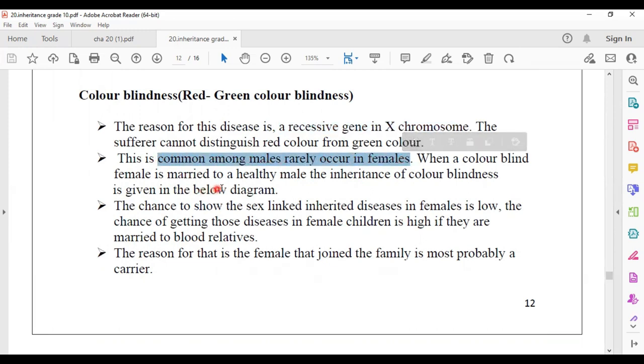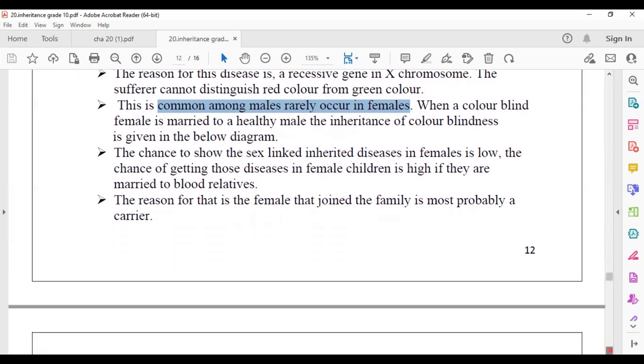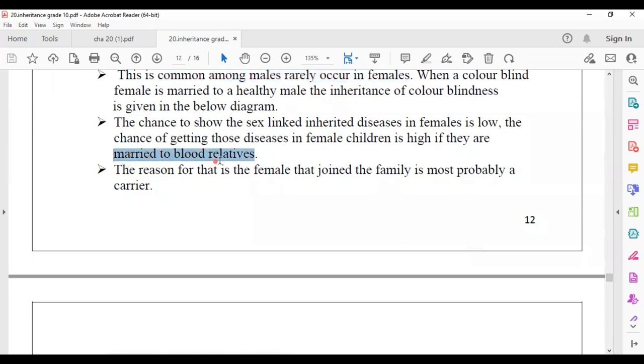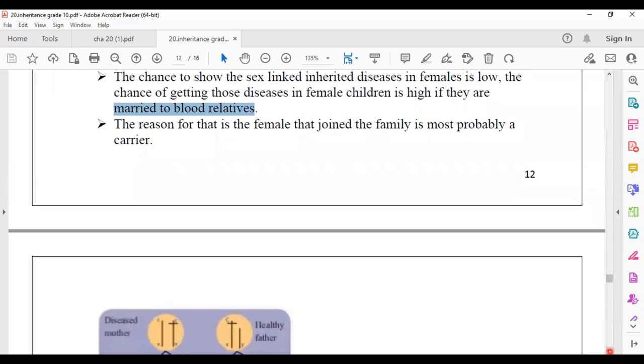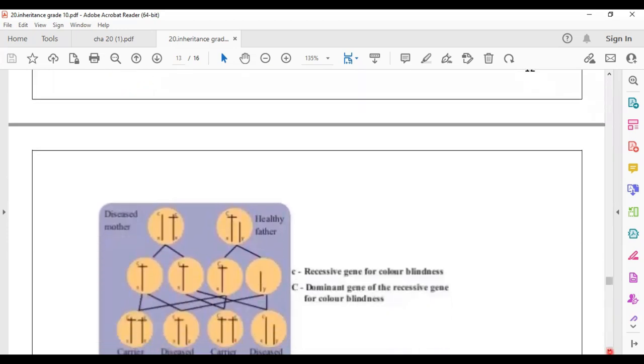When a colorblind female is married to a healthy male, the inheritance of colorblindness is given here, I'll show you. The chance to show the sex-linked inherited diseases in females is low. The chance of getting those diseases in female children is high if they are married to blood relatives. The reason for that is the female that joined the family is most probably a carrier. That's why we can see how it is inheriting.